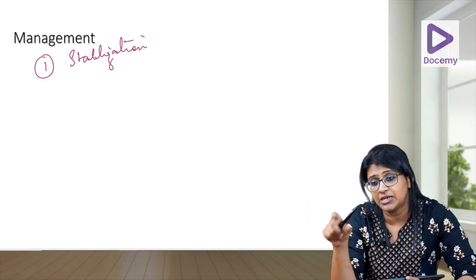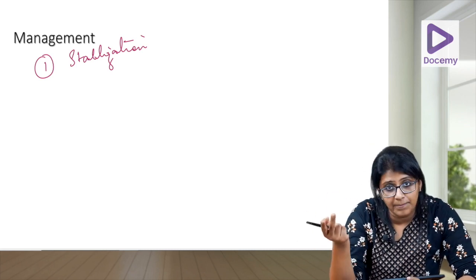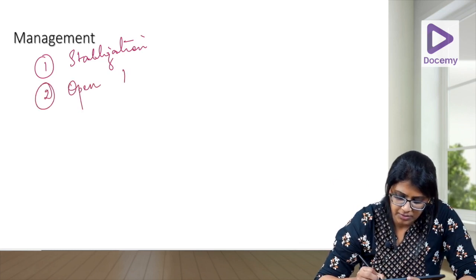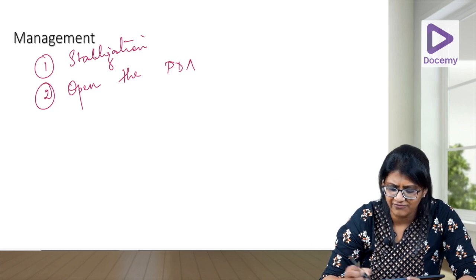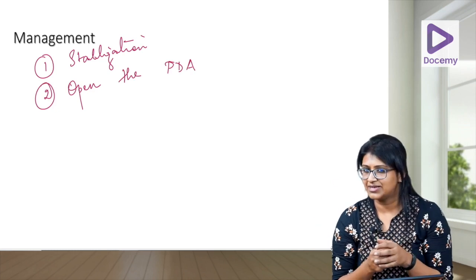So if that's the state, what we do is we just assume that the duct is closing and we need to open up the duct. So what we do is we open the PDA. Now I know that most of you have visions of us now going into the heart and then opening up that PDA. It's nothing as dramatic as that.